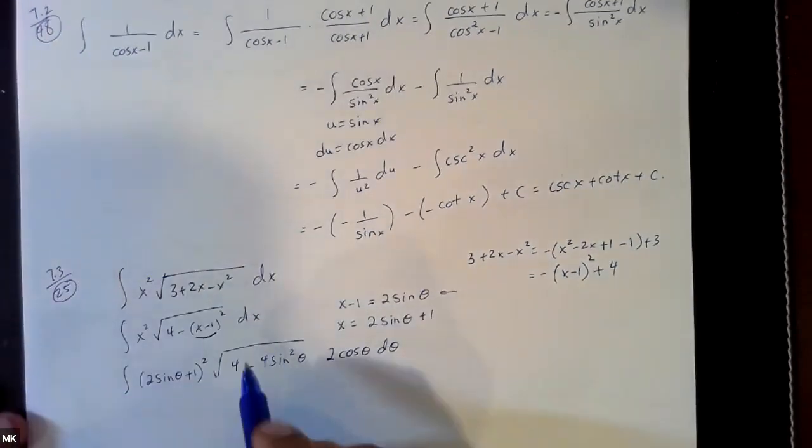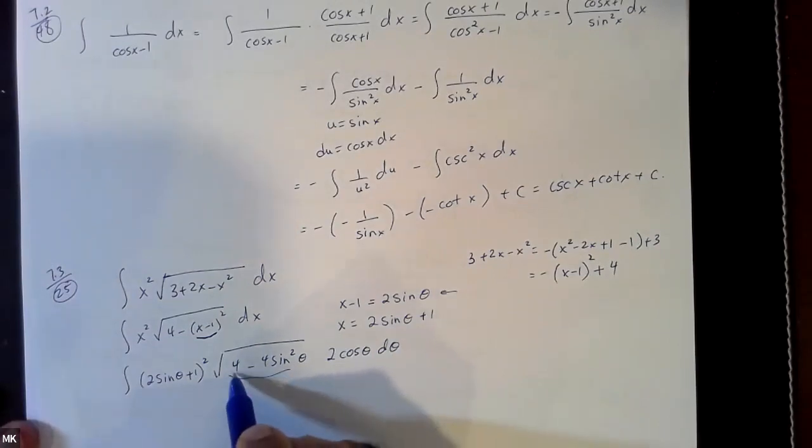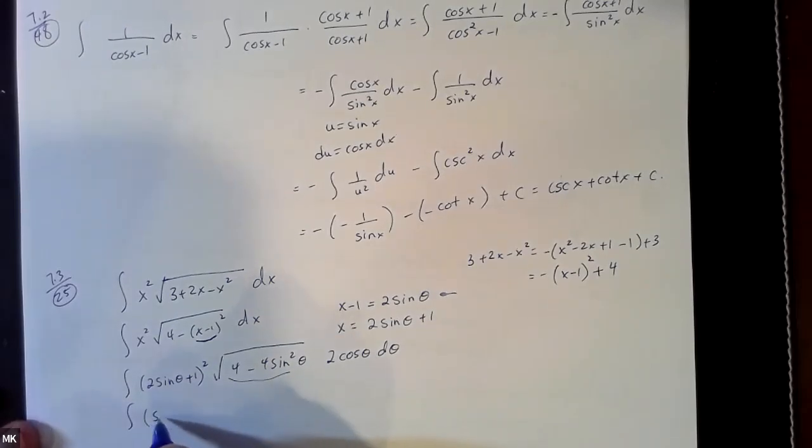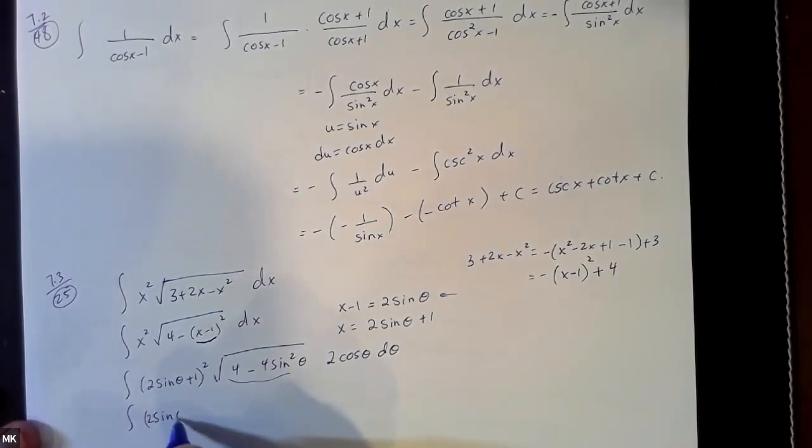Okay. All right. So magic, this part is going to become 4 cosine squared, because we got 4 times 1 minus sine squared. Let's just write it out. I'm going to need to go to the next page.